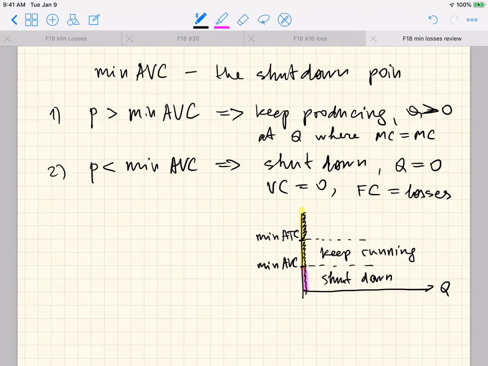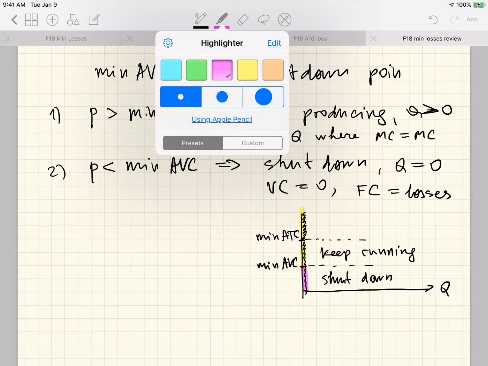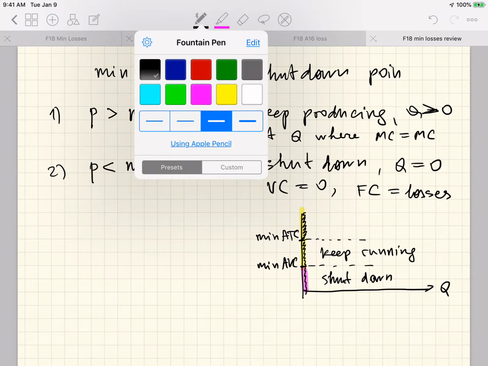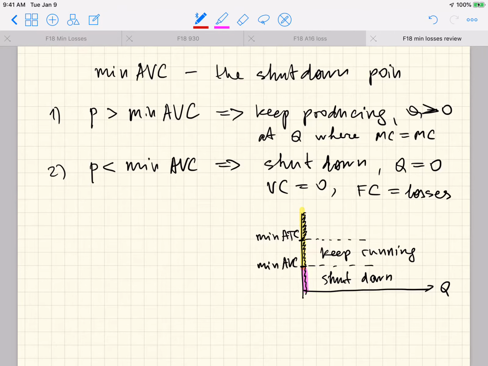All right, and again, for ATC, here, profit could be positive, and all the way down, profit is negative.